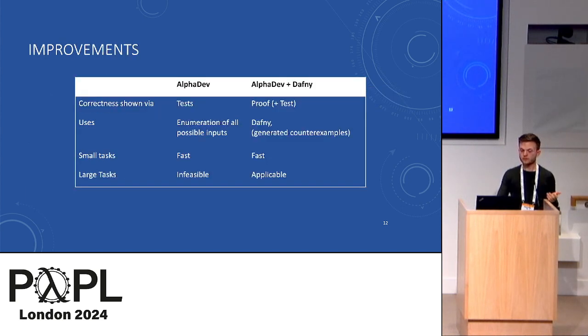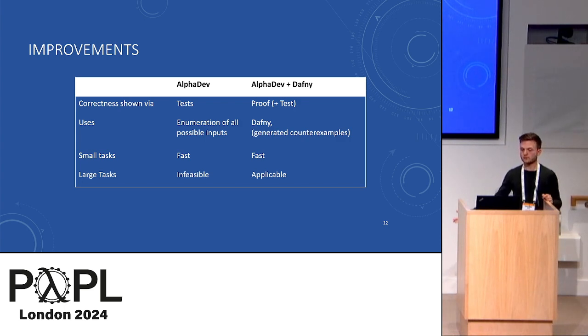Okay, so in a comparison, if we are just using AlphaDev, then we would show the correctness of the generated assembly programs using tests. And if we are using Dafny, then we can now prove the correctness. And if we want to improve the performance further, then we can combine testing and verification and test in those situations where we have a hunch which possible inputs might constitute counterexamples. Dafny uses an enumeration of all possible inputs. That's not feasible for problems where the input space is large. And this is where Dafny can shine and verify the problem for all possible inputs.